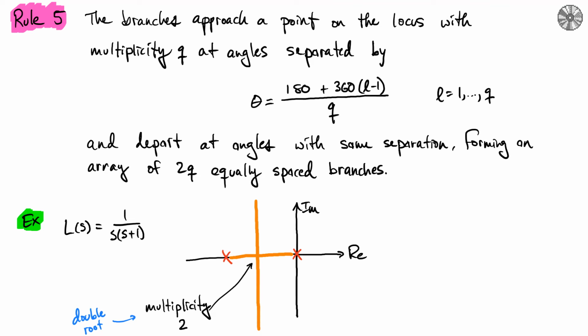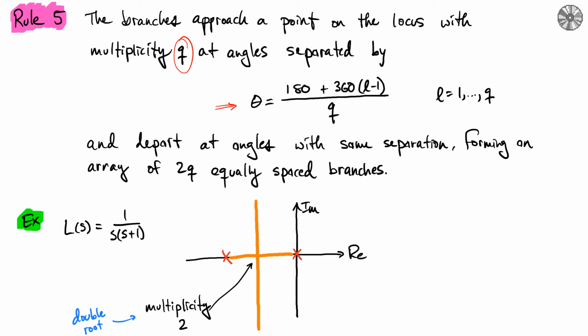Before we do that, there's a nice rule. So we're going a little bit out of order. This is rule 5 now. This says that when the root locus comes together, it indicates a root that has some multiplicity, and that could be multiplicity 2, 3, or higher. When the branches come together and then split out again, and the multiplicity, so how many branches are coming together, is q, the angles that describe them coming together and coming apart are given by this.